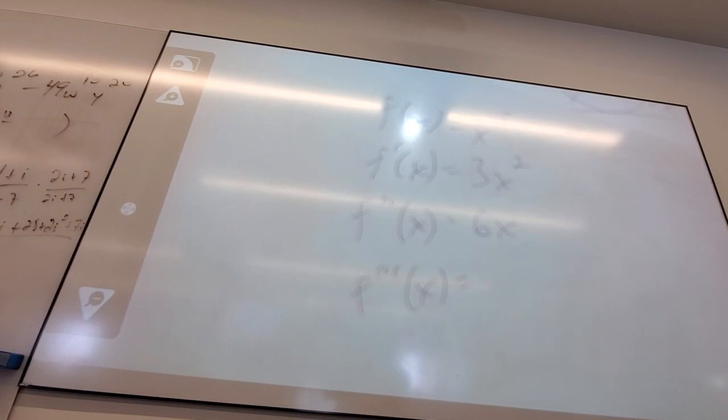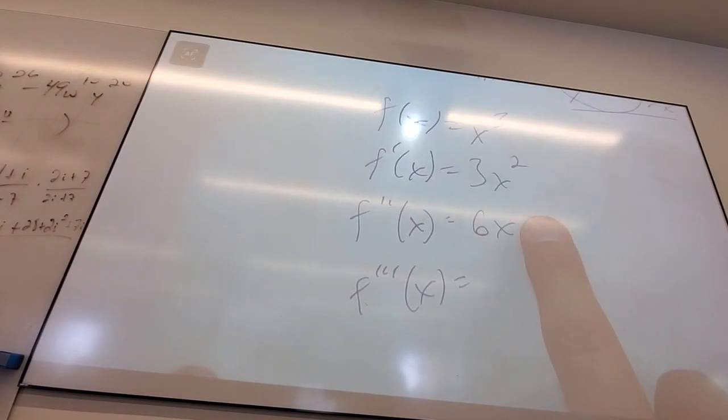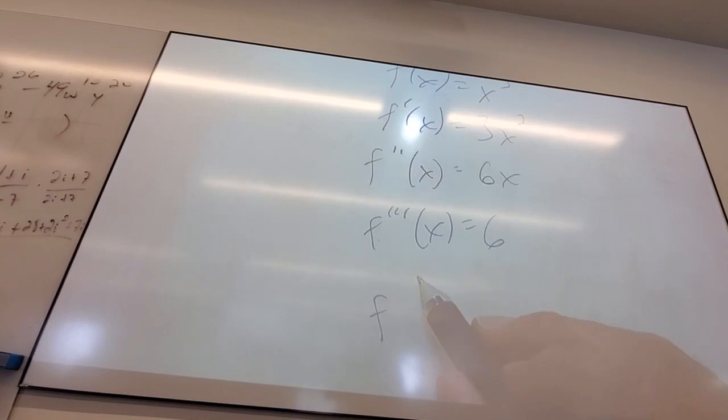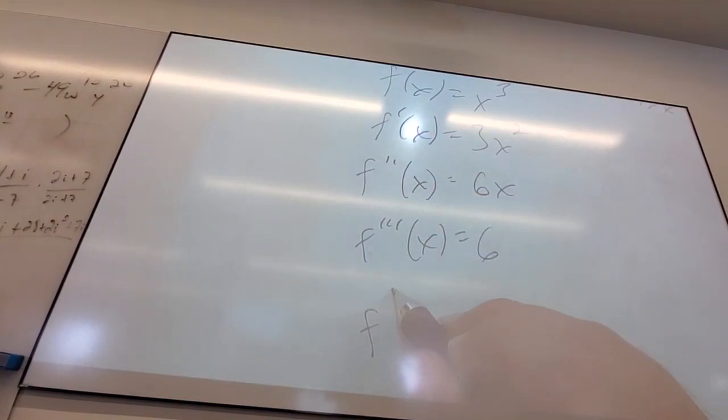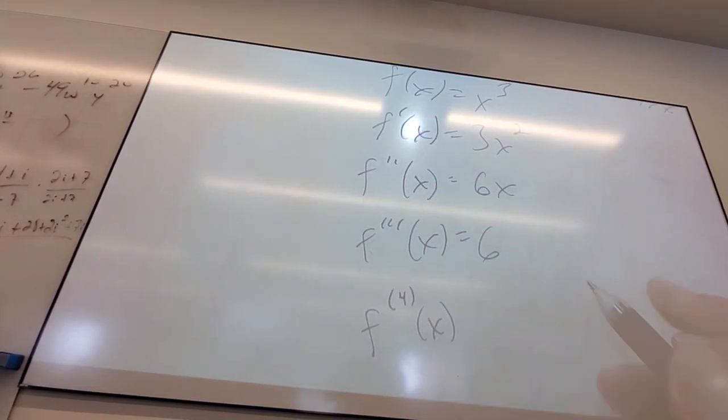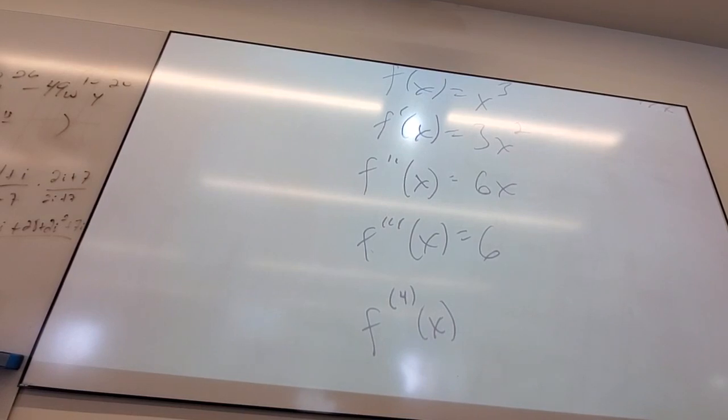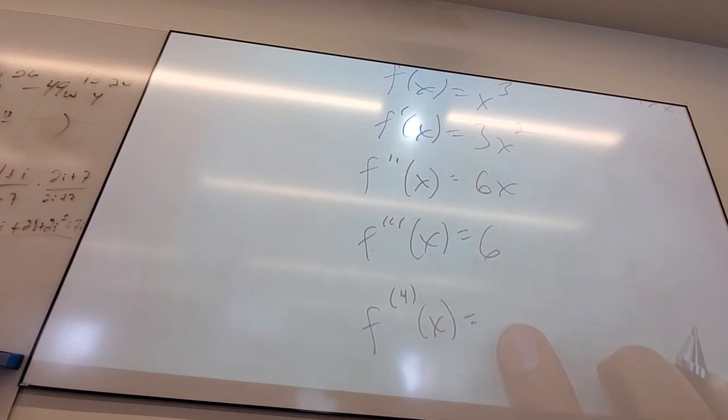If I use the rule, it works. The 1 comes down, 1 times 6 is 6, and then the power goes to 0. What's x to the 0? 1. And once we get to here, we go a little crazy with our primes, so we just start using this notation, because otherwise you'd have to count all the primes and we'd all go insane. What's the derivative of this? It's the slope, right? What's the slope of 6? It's got a 0 slope. So then what's every derivative after this? 0.